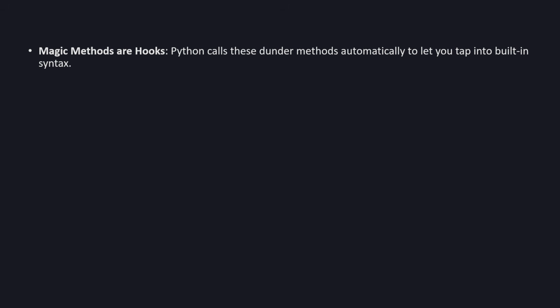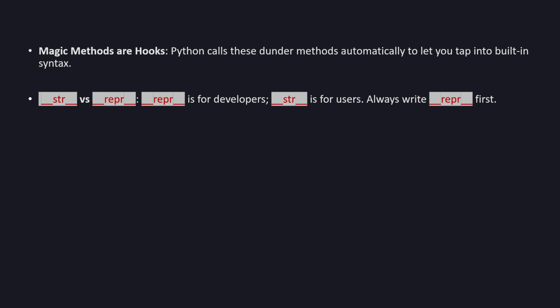Alright, that was a deep dive, but you have made it. Let's recap the core ideas. Magic methods are hooks. They are dunder, or double underscore, methods that Python calls for you, not you directly. They let you hook into built-in syntax. Dunder str versus dunder repr. Dunder repr is for developers: clear, complete. Dunder str is for users: pretty printing. Always make repr first.